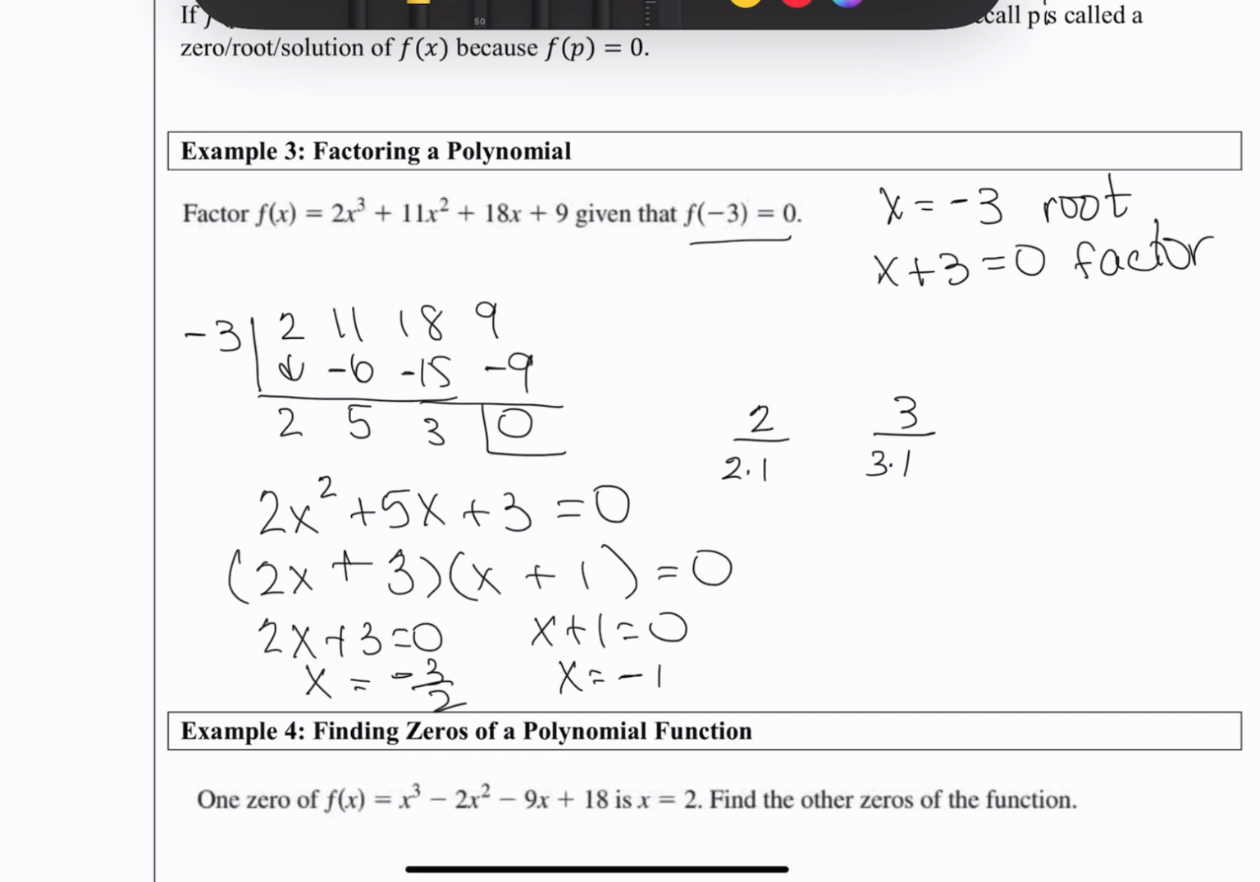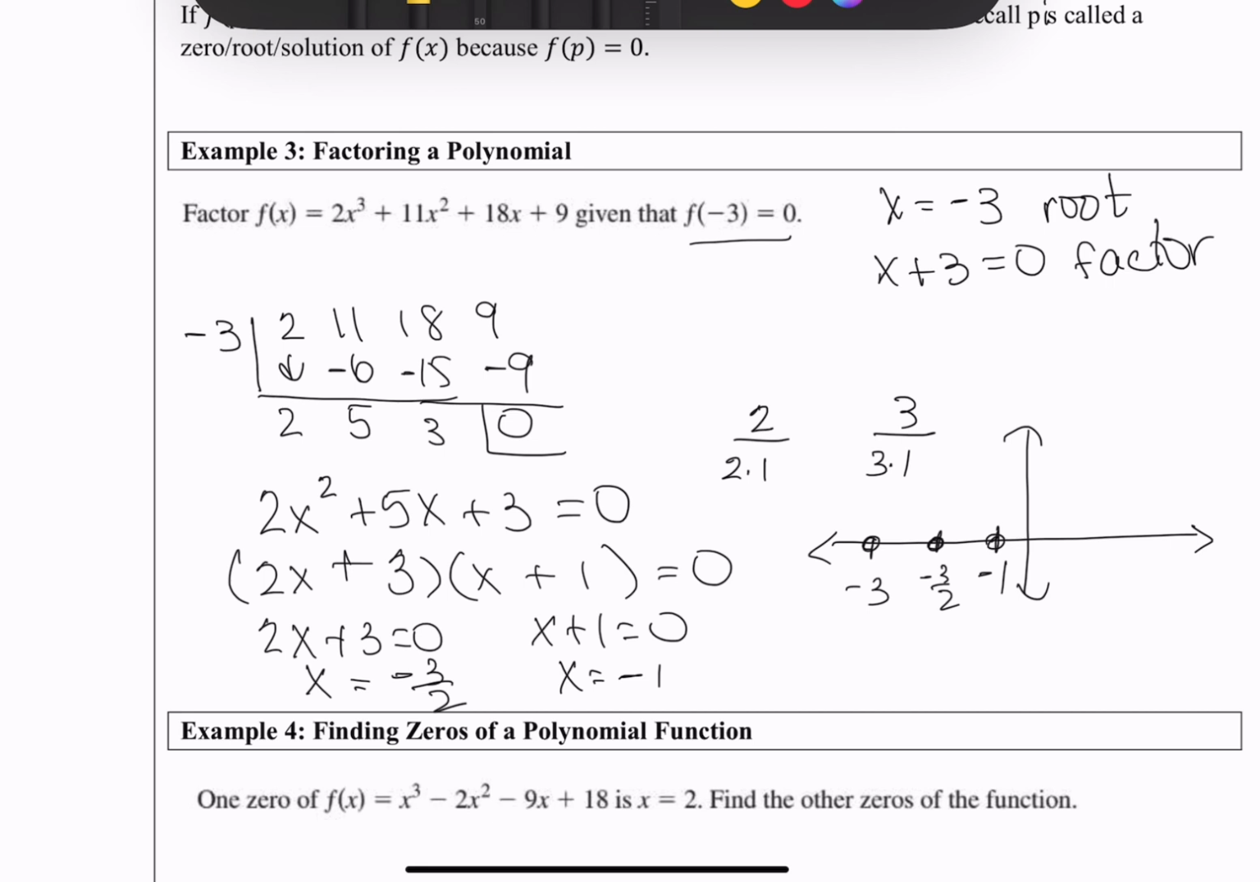Now this is a cubic polynomial. It's got a positive leading coefficient. So just to have fun here and go a little bit further, we could graph this. Let's see, what are my zeros? I got a -3. I got a -1.5. I'll call that -3/2. I got a -1. It's got that positive leading coefficient. So I know that's going to be down on the left and up on the right.